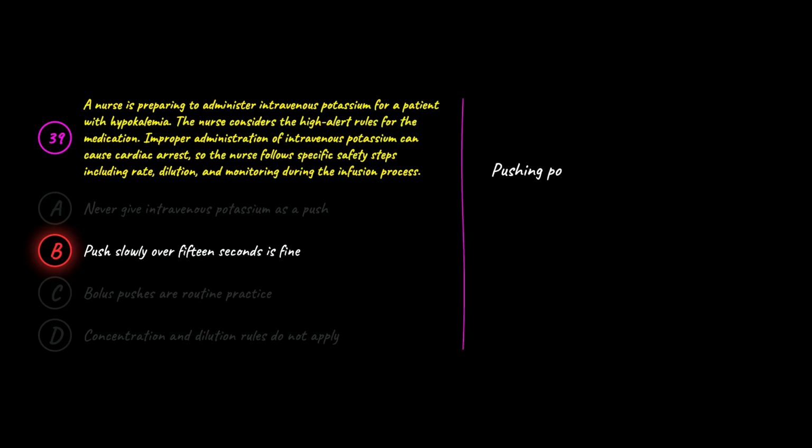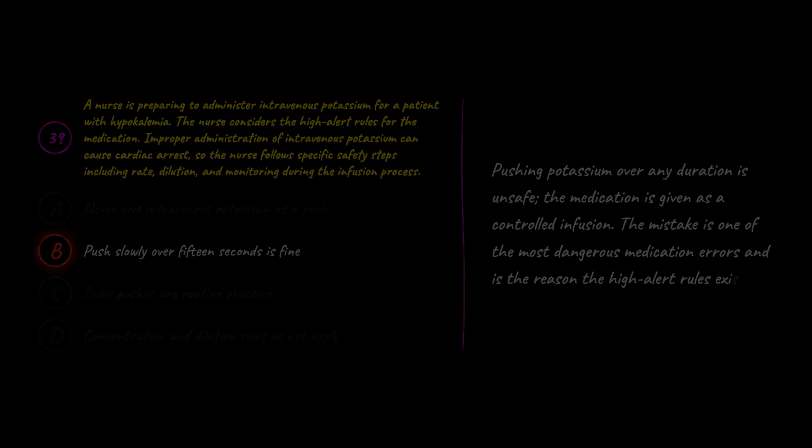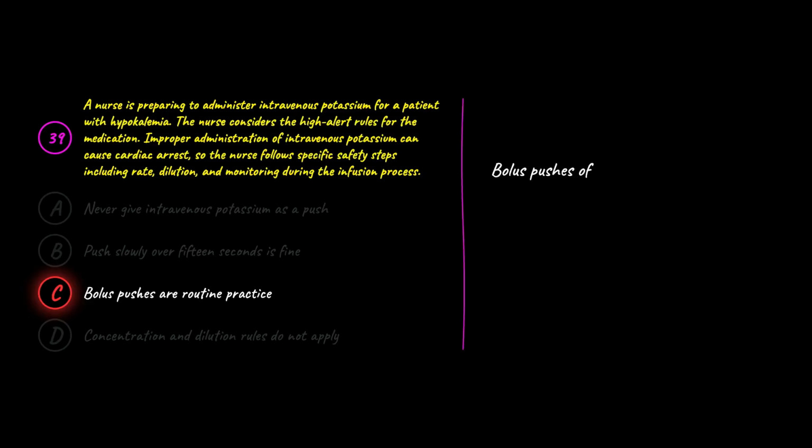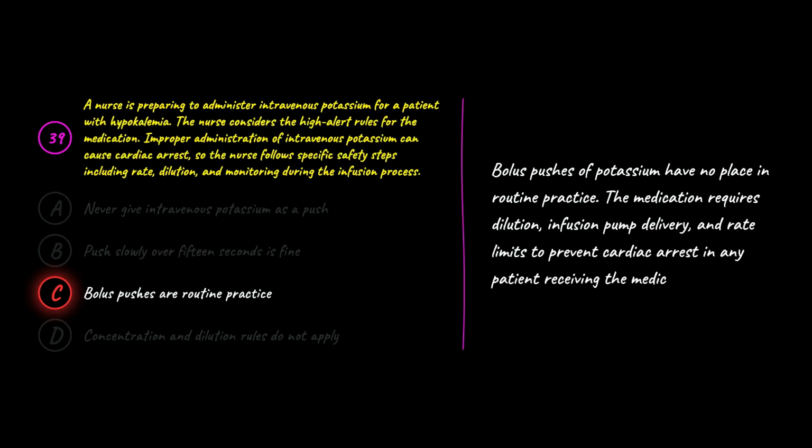B is wrong because pushing potassium over any duration is unsafe. The medication is given as a controlled infusion. The mistake is one of the most dangerous medication errors and is the reason the high alert rules exist. C is wrong because bolus pushes of potassium have no place in routine practice. The medication requires dilution, infusion pump delivery, and rate limits to prevent cardiac arrest in any patient receiving the medication.